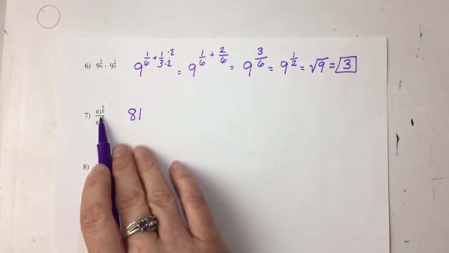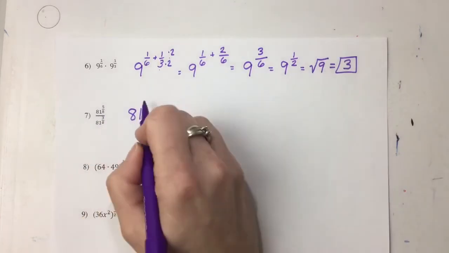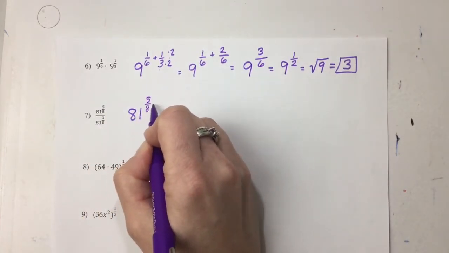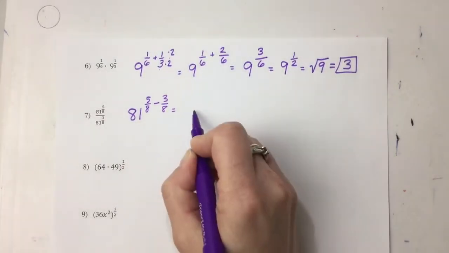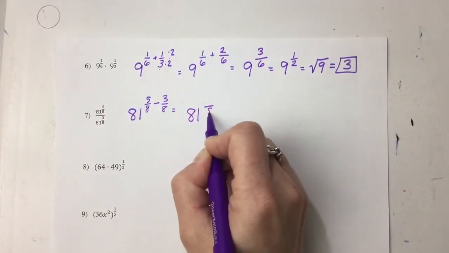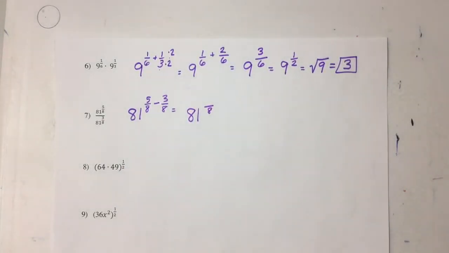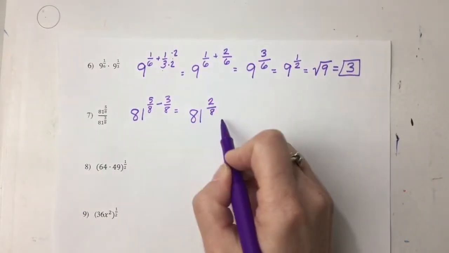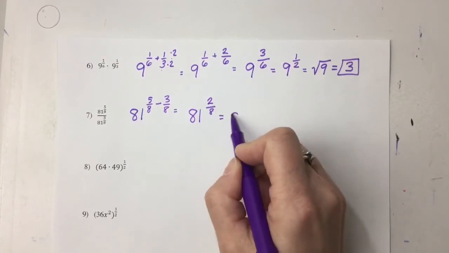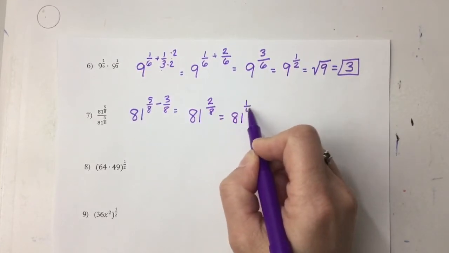This is a fraction, which means you're dividing. Division goes with subtraction, so it's the top exponent minus the bottom exponent. So 81, hey, we got a common denominator, awesome. Carry that 8 over. You're subtracting the top. 5 minus 3 is 2. I can reduce 2/8 to 1/4.